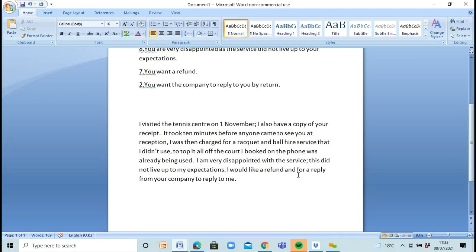So I formulated this into a paragraph. Now, I visited the centre on the 1st of November. I also have a copy of your receipt. It took 10 minutes before anyone came to see me. At the reception, I was then charged for a racket and ball hire service that I didn't use. To top it all off, the court I booked on the phone was already being used.